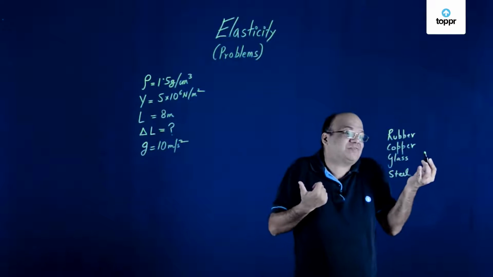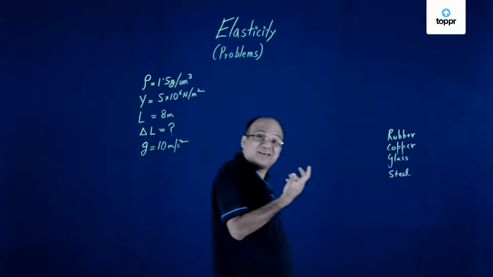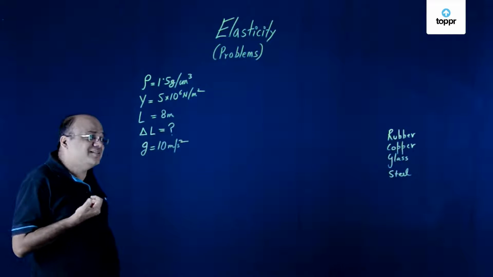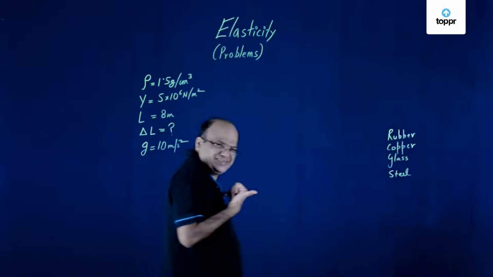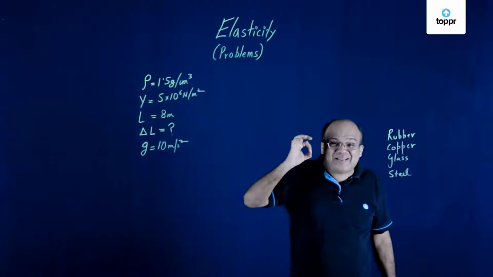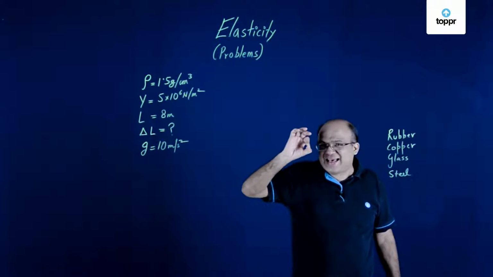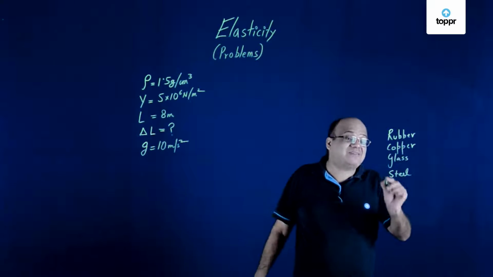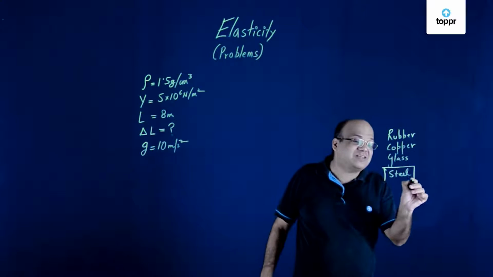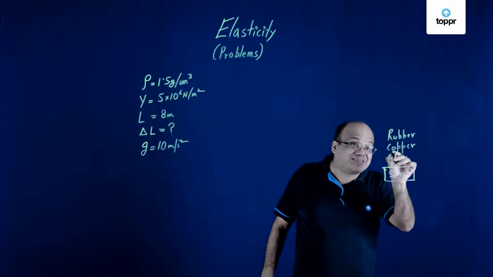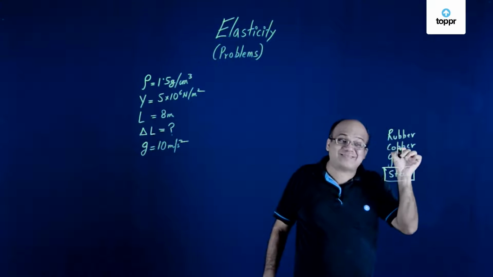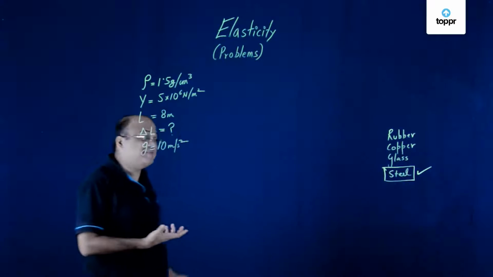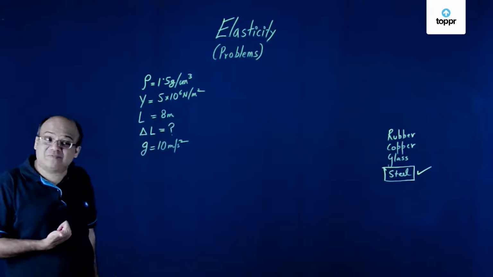Suppose you get this kind of question. Which of the following has got the maximum elasticity? Then you may think of rubber, right? But that is not correct. In the language of physics, elasticity is decided by Young's modulus. And Young's modulus is maximum for steel. So out of all this, rubber, copper, glass, steel has got maximum elasticity. Because Young's modulus is maximum for steel.